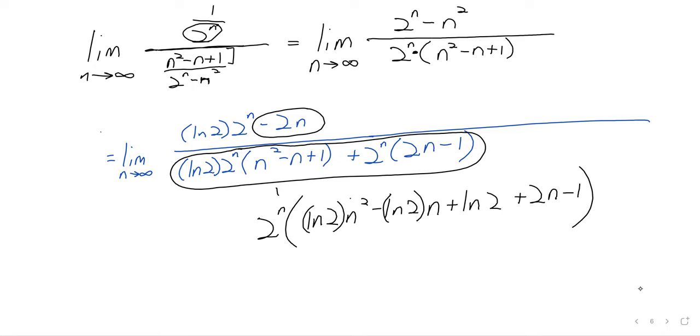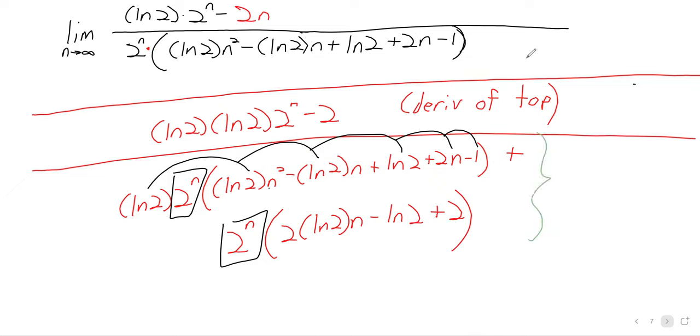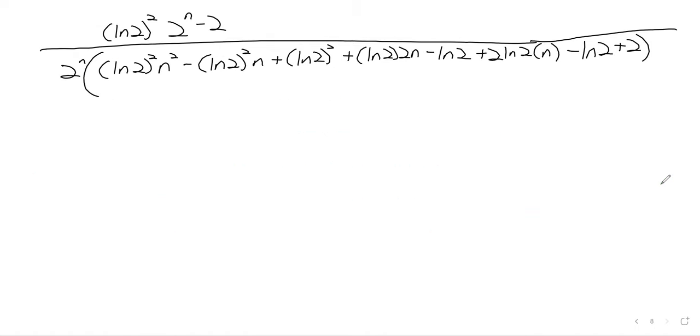But what we started with in the denominator was 2 to the n times a quadratic. What we wound up with after we used L'Hopital's rule once was 2 to the n times a quadratic. We used L'Hopital's rule again. What we wound up with in the denominator was 2 to the n times a quadratic. So I know it looks like this is just getting worse and worse, and maybe I will actually wave my hands a little over this last step, just because to write the denominator, we'll use L'Hopital's rule one more time.